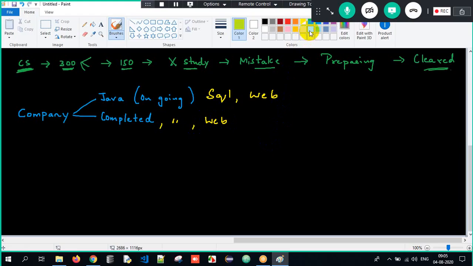So there are two ways of doing it. If you're ongoing, certain companies are okay with it. Ongoing means you're still pursuing Java, SQL, and web. They'll say, we want the basic knowledge, and if they have the basic knowledge, we will train them nicely. The first 3 months we will train them and deploy them into a project. But some companies are adamant, no, we require only completed candidates.